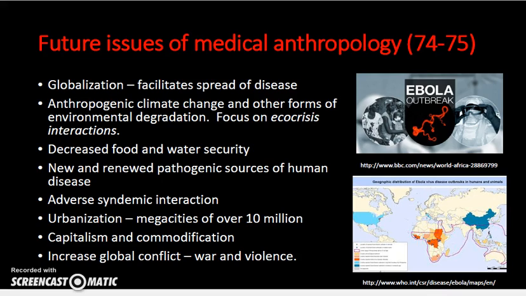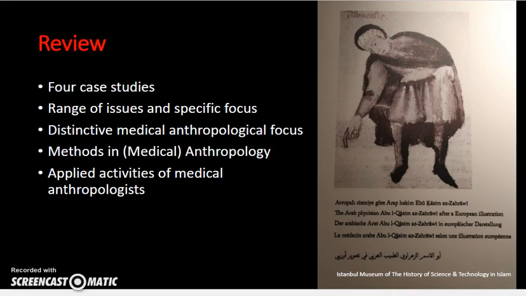Capitalism and commodification, not only in the context of food, but also of the body itself. And we'll talk a little bit about some of the examples and the particular work on cadavers, living cadavers, looking at the trade in Bangladesh and India, and then global increase in violence over limited resources, war and violence, and the impacts that that has.